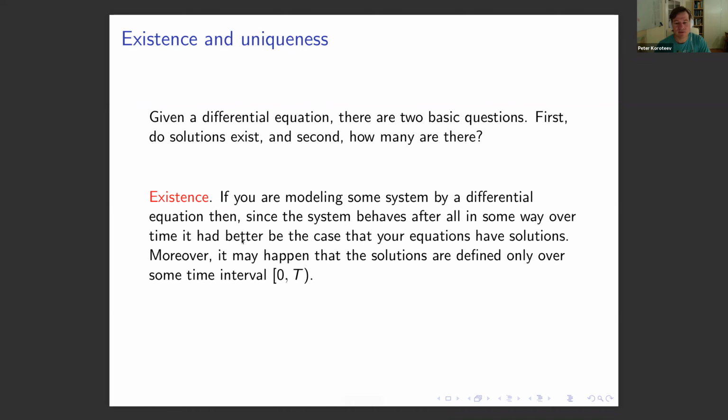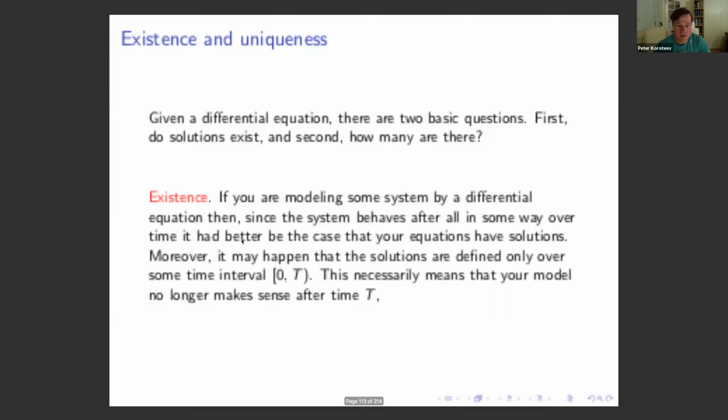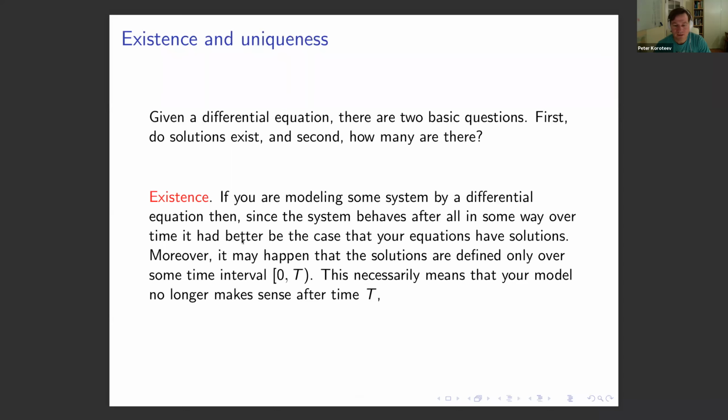Moreover, it may happen that the solutions are defined only over some time interval. That's also possible. This necessarily means that the model does not make sense after this time t, and we should be somewhat worried about times near t.